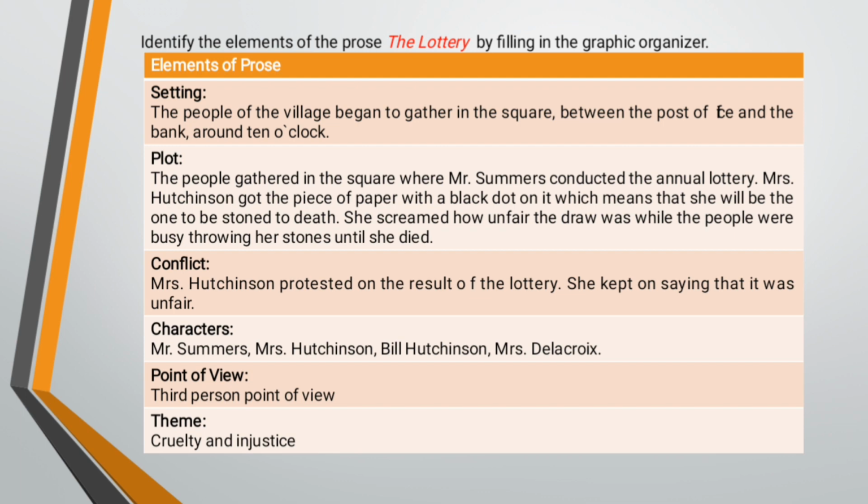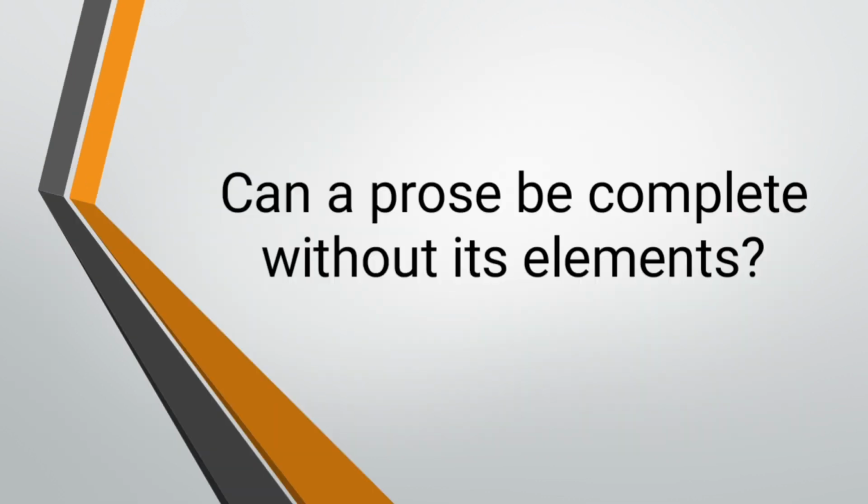Conflict: Mrs. Hutchinson protested the result of the lottery. She kept on saying that it was unfair. Characters: Mr. Summers, Mrs. Hutchinson, Belle Hutchinson, Mrs. Delacroix. Point of view: third person point of view. And the theme in the story is about cruelty and injustice. Can a prose be complete without its elements?